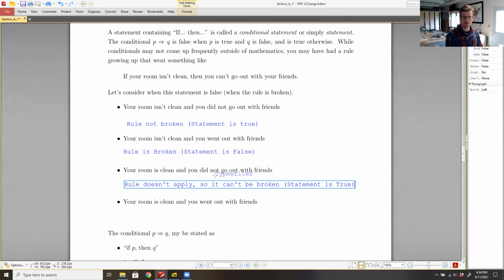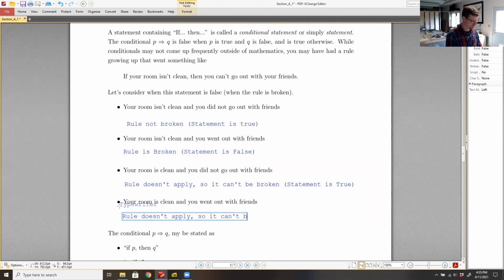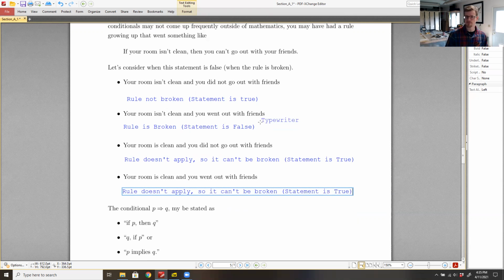And then finally, same situation, your room is clean, so the rule doesn't apply. It can't be broken. That is, the statement is true. So you can think of it that way. When are you breaking the rule? Well, you only break the rule in one case: when your room is not clean and you do go out with your friends. Otherwise, the statement is true. The rule has been followed.